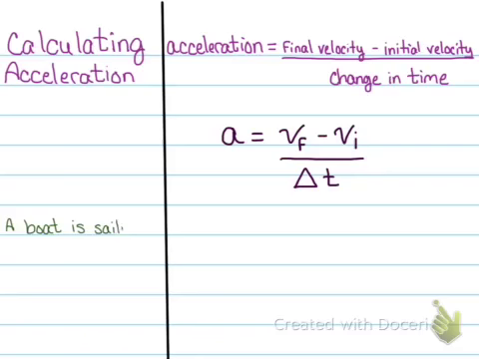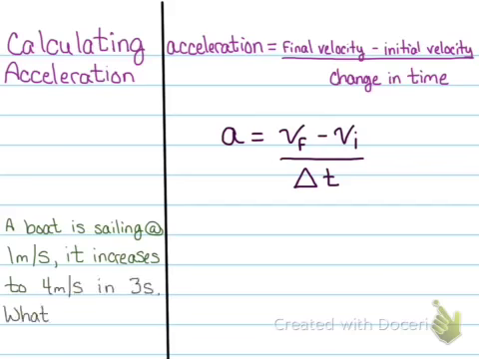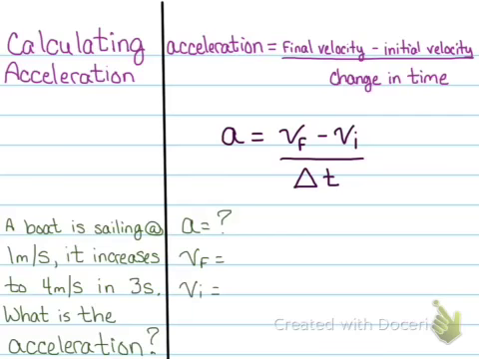So a boat is sailing at 1 meter per second. It increases to 4 meters per second in 3 seconds. What is the acceleration? So the first thing I need to do is make a list of my variables. So I'm going to have a equals, vf equals, vi equals, and t equals. And I'm going to fill in what I know. I know that at the beginning I'm going 1 meter per second. And then I know that I speed up to 4 meters per second. And I know that that takes me 3 seconds.